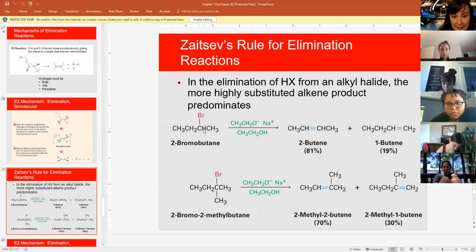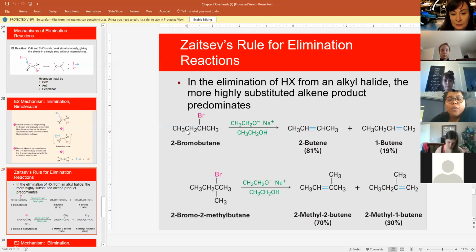And the way to predict that is to see where is the leaving group. The leaving group is right here. Where are the neighboring carbons? The neighboring carbons are carbon 1 and carbon 3. And I want you to tell me between carbon 1 and carbon 3, which one of them has the least number of hydrogens directly attached to it? Carbon 3, right?